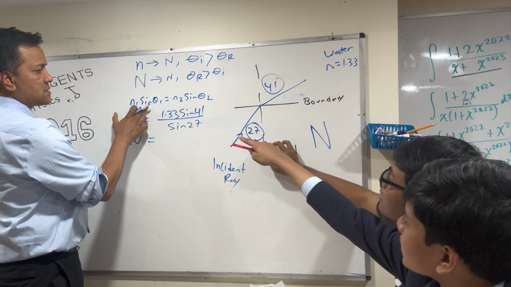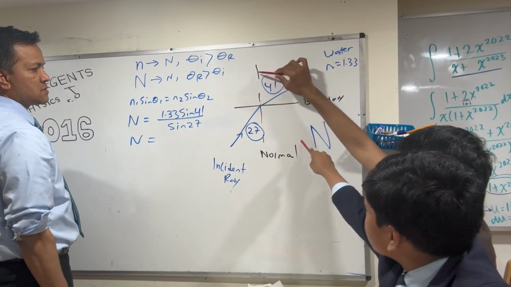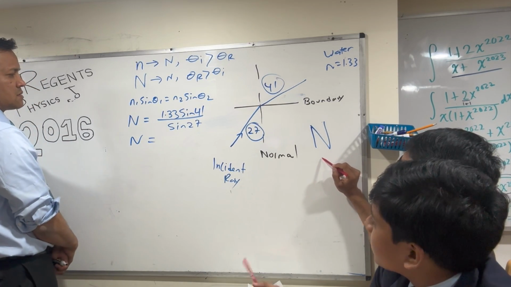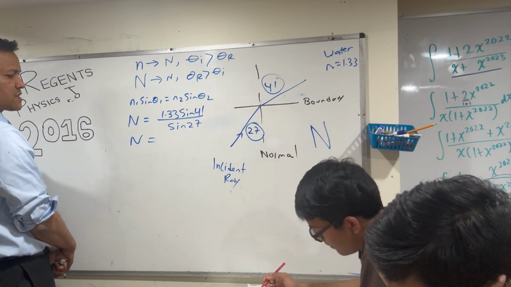No, I'm talking about the index of refraction. This is water, 1.33. No, this one, that's what we're trying to find. Oh, okay, I see. Sorry. Okay, so what is the index of refraction?